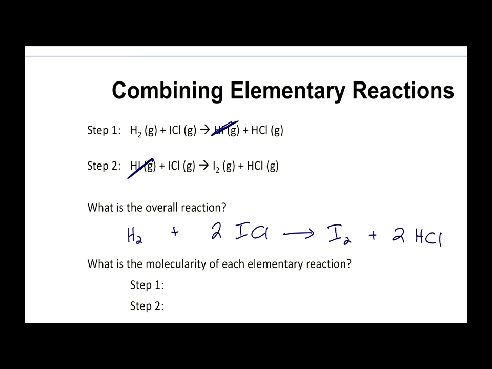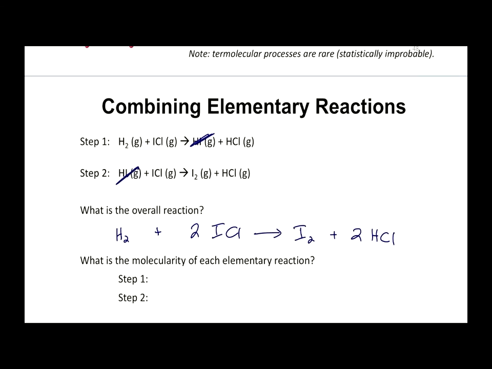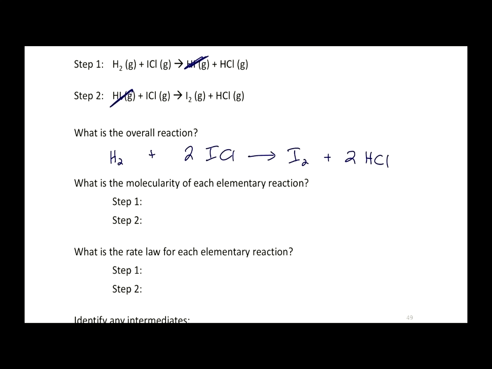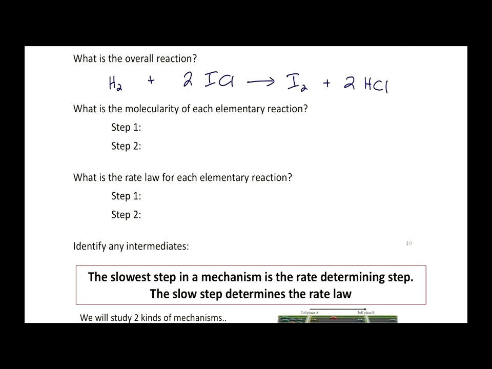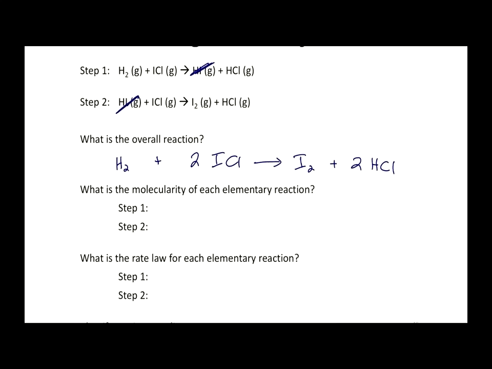All right, so then what is HI? Since it's made, but not in the overall equation, it's an intermediate, yes. I think that's the last, yeah. Identify the intermediate, so HI is an intermediate, okay, great.